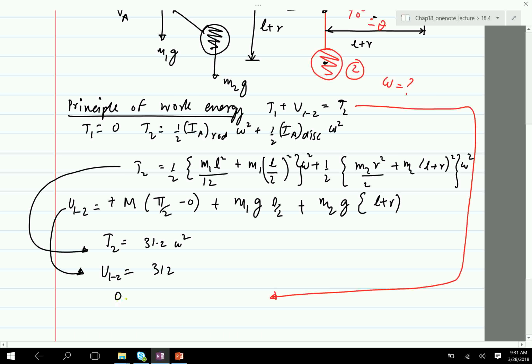Now using the principle of work energy, I can write 0 plus 312 is 31.2 omega square, and so it's trivial to get omega. It's square root 10, which is 3.16 radians per second.